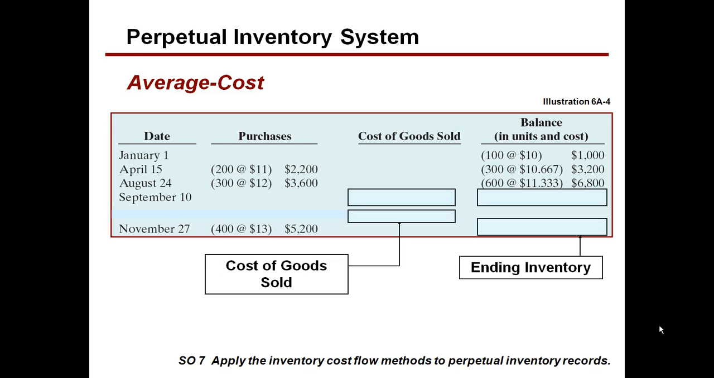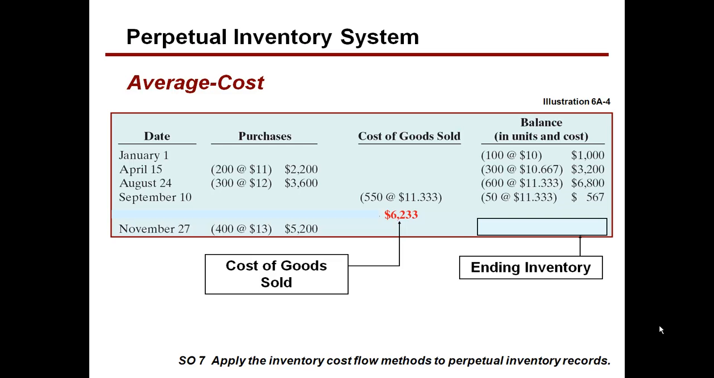Now, September 10th, we sold 550 units. What's the cost of goods sold? It comes from our weighted average in inventory, 550 at $11.333, or our cost of goods sold is $6,233. What's our ending inventory? 600 less 550, or 50 units at the same $11.333 or $567.